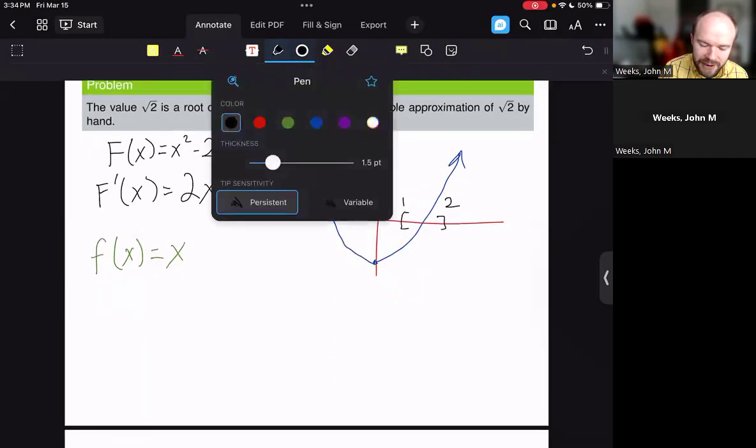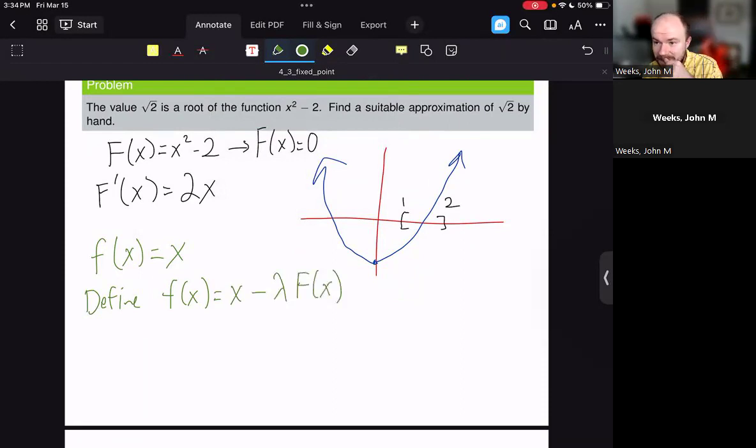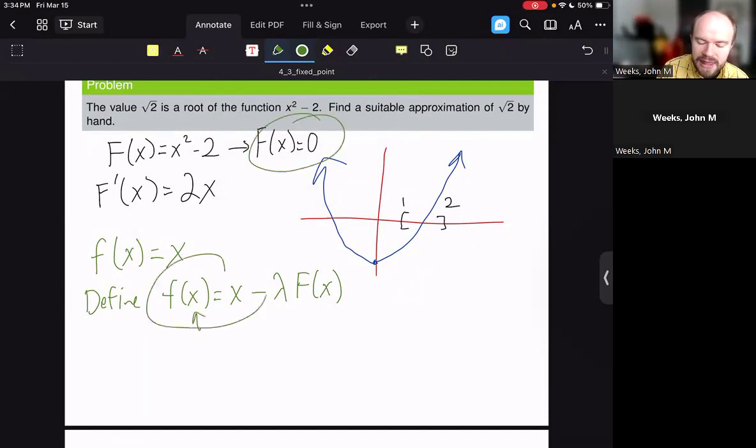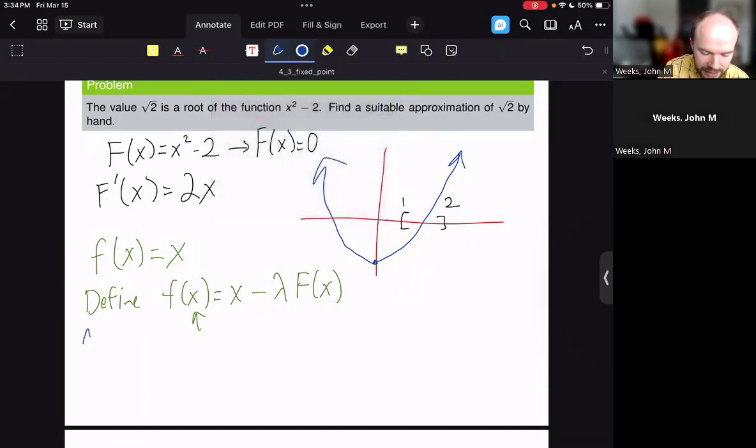So here's how I'm going to define my function f. I'm going to define f of x to be equal to x minus lambda times F of x. So x minus lambda times F of x. Notice that if I plug in an x point where F of x is equal to 0, then that's going to correspond to a fixed point of this function. So a root of F corresponds right with a fixed point of this little f.